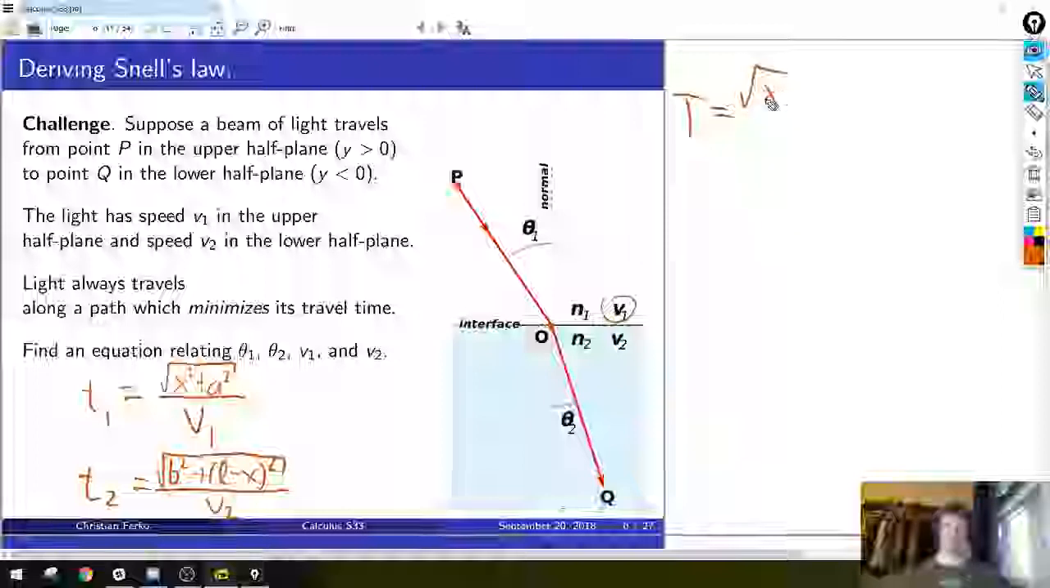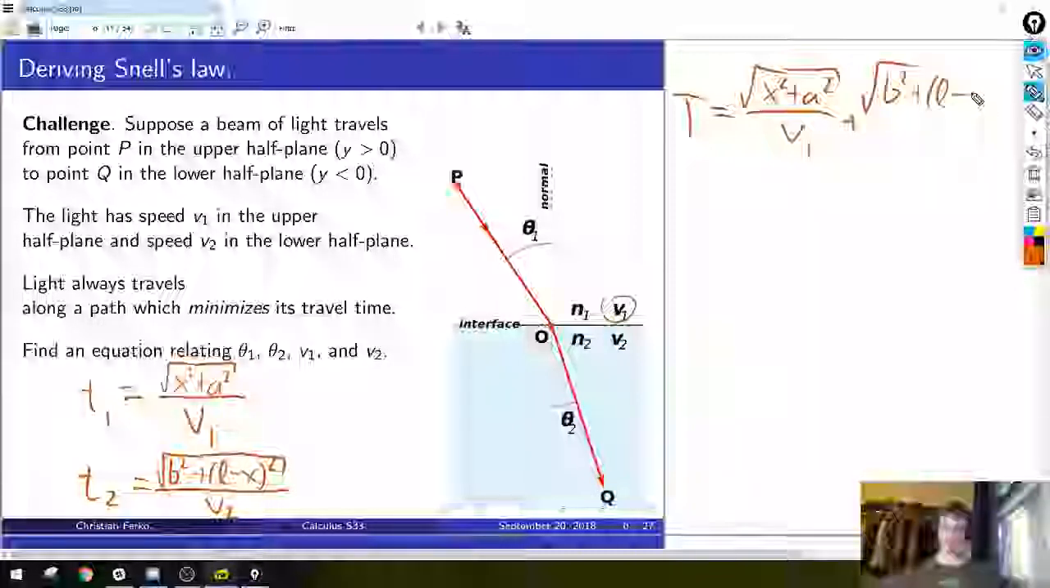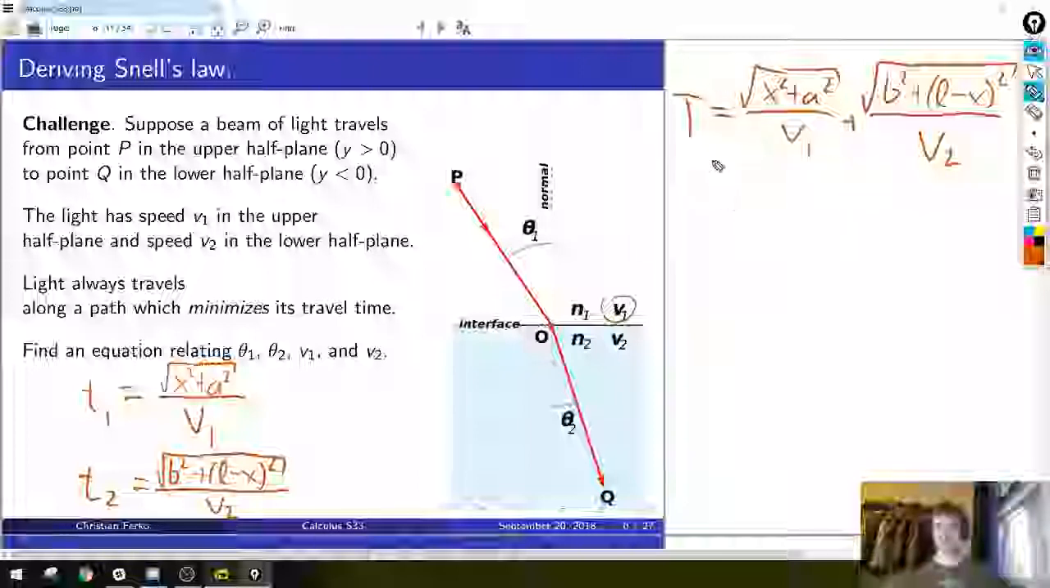So that should be root x squared plus a squared over v1 plus root b squared plus L minus x squared over v2. I'm just copying the two things down there and adding them. Okay, good. So the recipe that we wrote down said to keep eliminating variables until the function you're trying to optimize only depends on one quantity, and constants. So now we've done that, because this depends on only x, and constants like a, L, and the velocities v1 and v2. So now we can honestly say T is really a function of x, one variable. T is T of x.